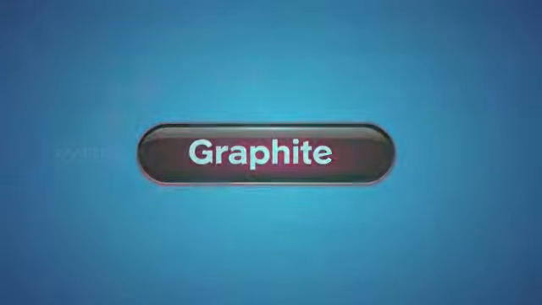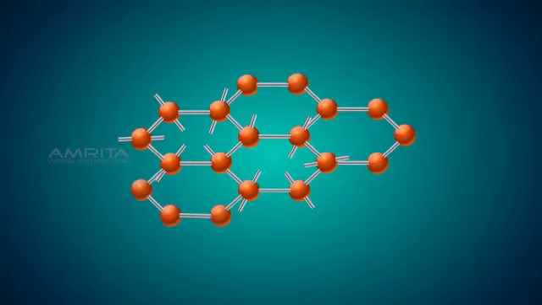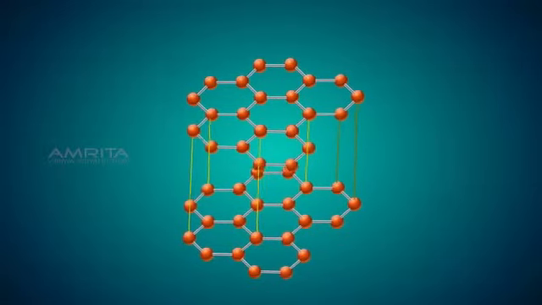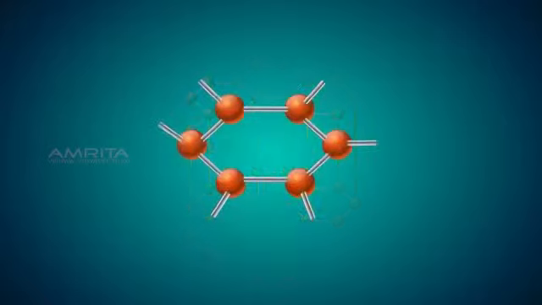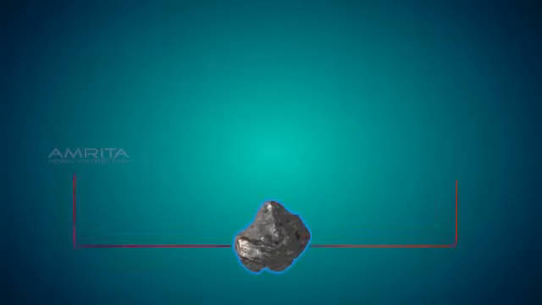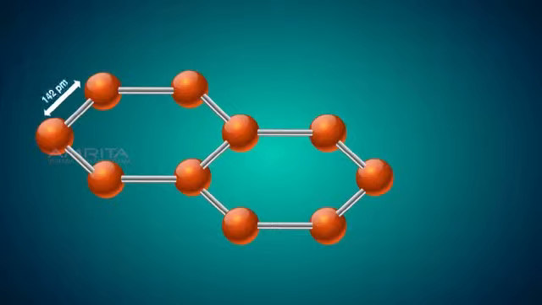Graphite. In graphite, each carbon atom is linked to 3 other carbon atoms by covalent bonds, resulting in hexagonal rings which are arranged in layers one above the other. One of the carbon-carbon bonds is a double bond, thus the valence of carbon is satisfied. Since one electron of each carbon atom in graphite is free to move about, graphite is a good conductor of electricity. The carbon-to-carbon bond length is 142 pm.